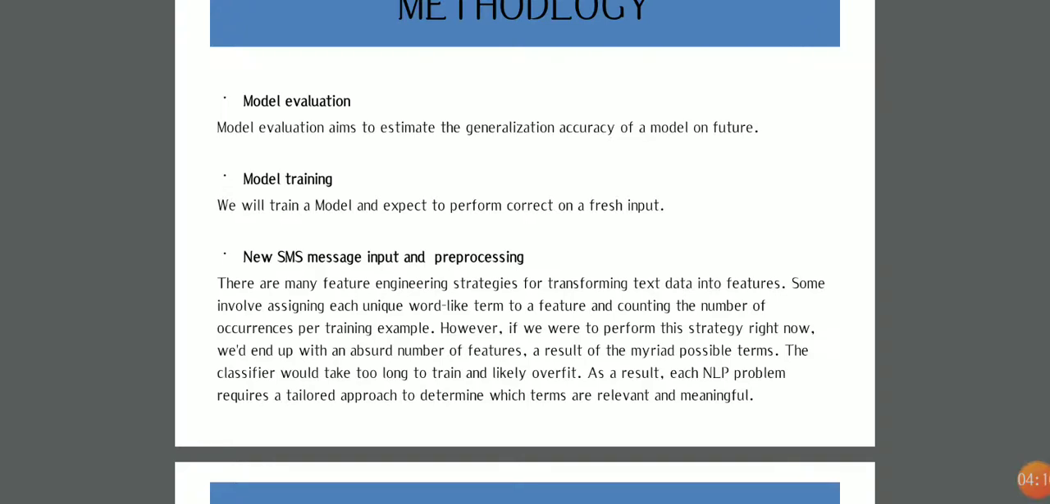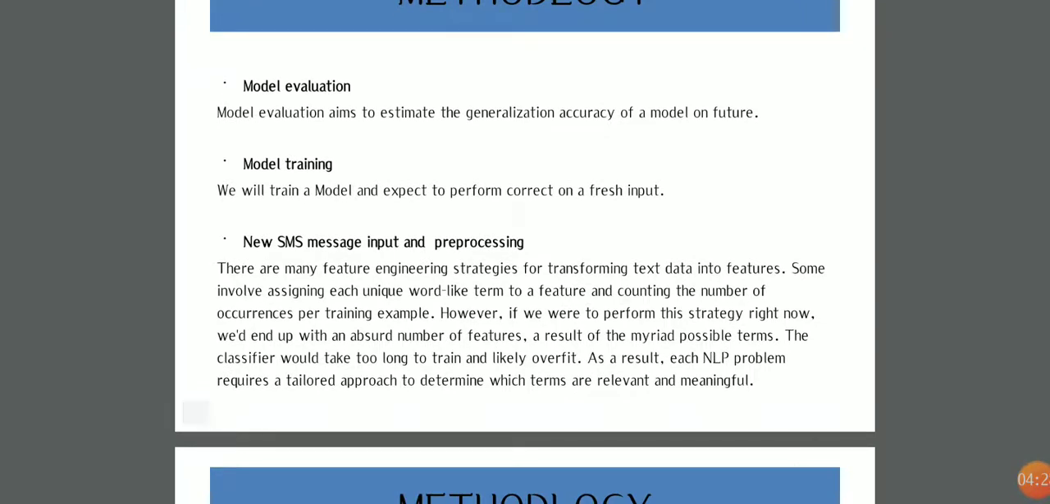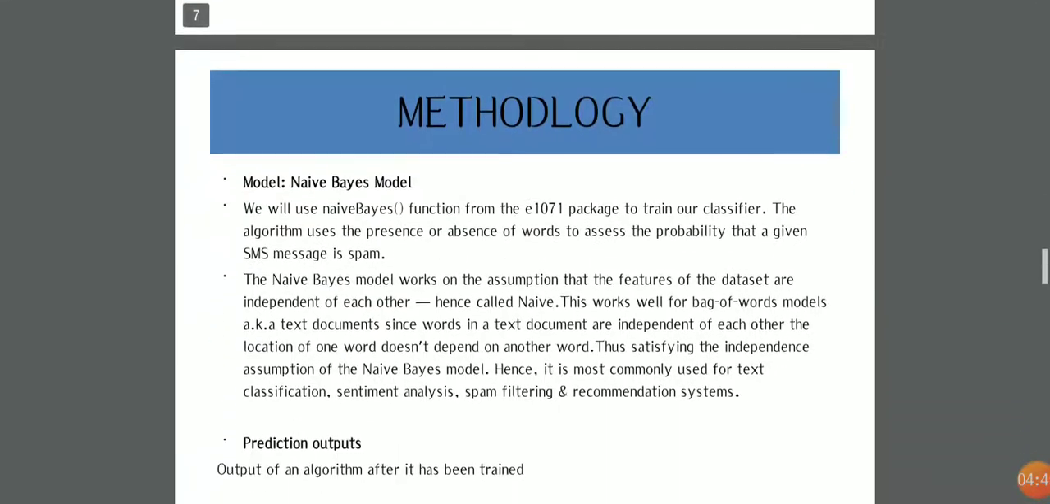There are many feature engineering strategies for transforming text data into features. Some involve assigning each unique word-like term to a feature and counting the number of occurrences per training example. However, if we were to perform this strategy right now, we would end up with an enormous number of features, a result of the myriad possible terms. The classifier would take too long to train and likely overfit. As a result, each NLP problem requires a tailored approach to determine which terms are relevant and meaningful.